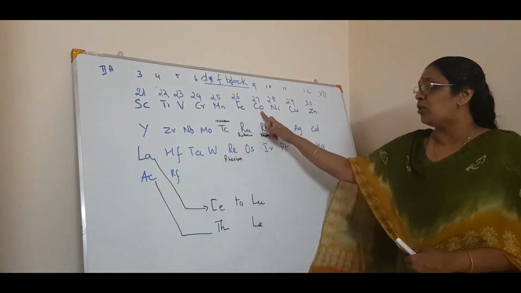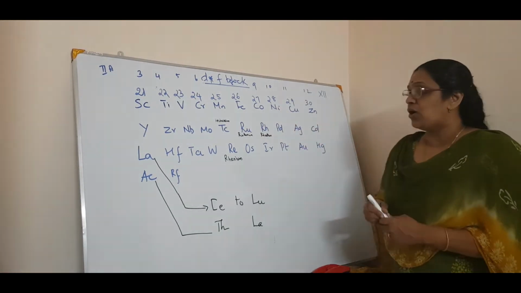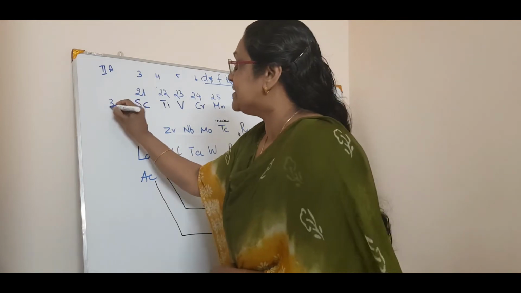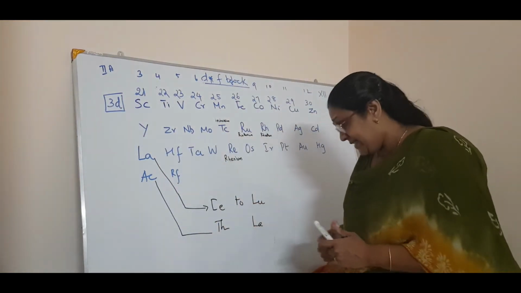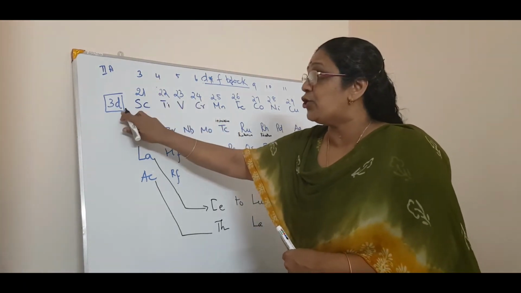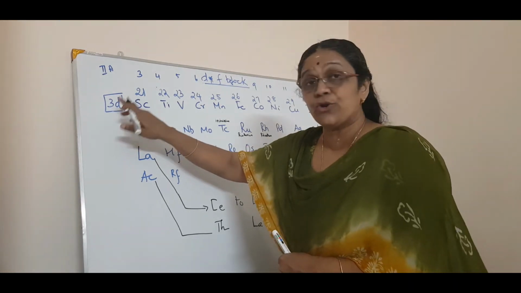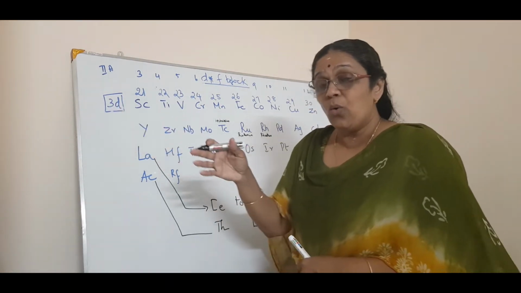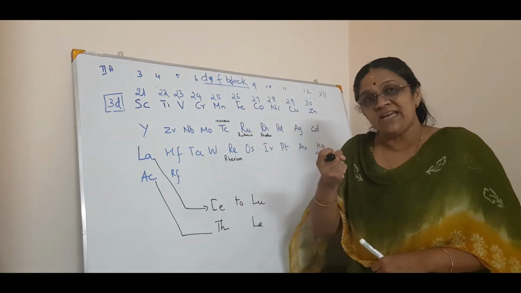manganese, iron, cobalt, nickel, copper and zinc. This is called as the 3D series. Okay, this is called as the 3D series. Why 3D series? Because the electrons are getting into the 3D orbitals, and you know what is the maximum number of electrons a d orbital can accommodate in a subshell?